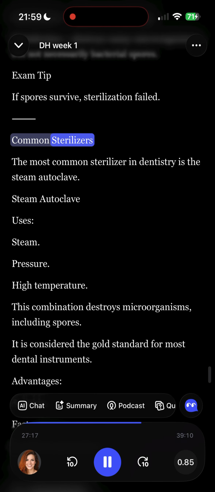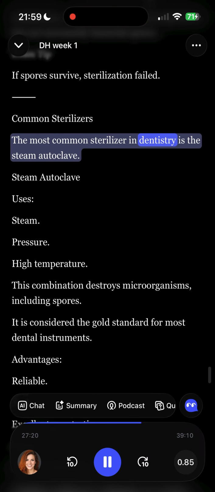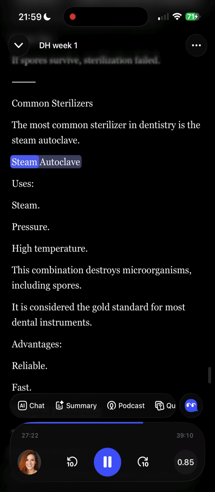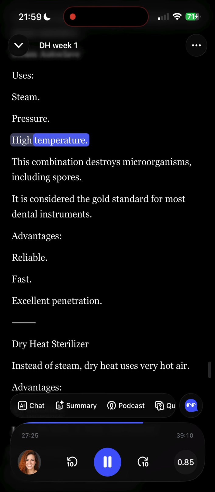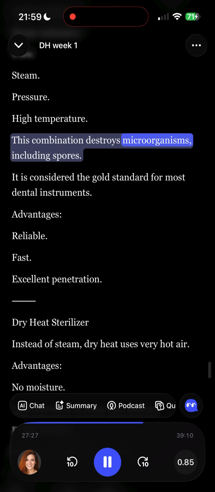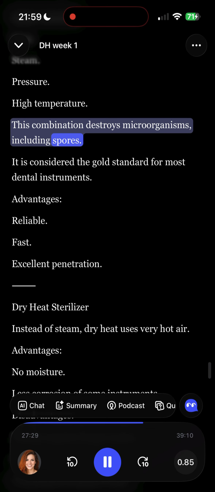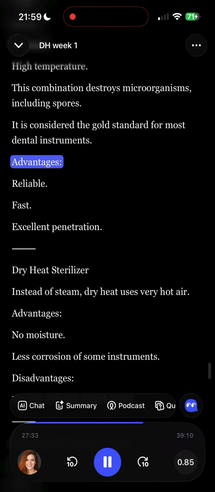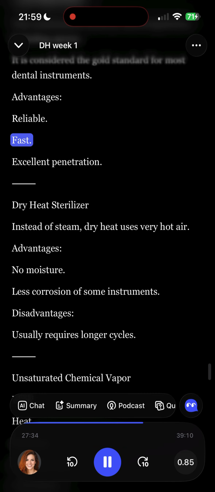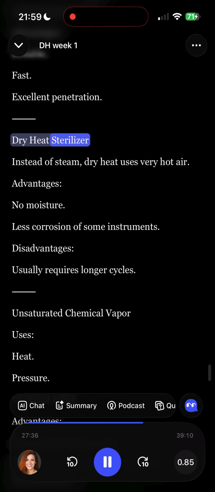Common sterilizers. The most common sterilizer in dentistry is the steam autoclave. Steam autoclave uses steam, pressure, and high temperature. This combination destroys microorganisms, including spores. It is considered the gold standard for most dental instruments. Advantages: reliable, fast, excellent penetration.